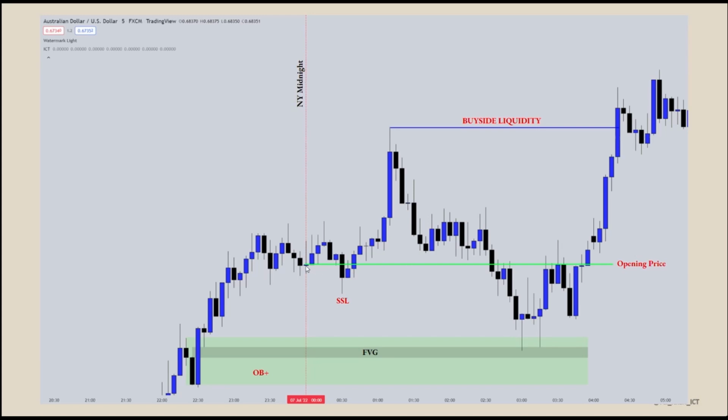Using the opening price as a filter with discount arrays from this low to this high, we can start looking at where our high probability order blocks are and anticipating where the market should reach to if we want to go higher.